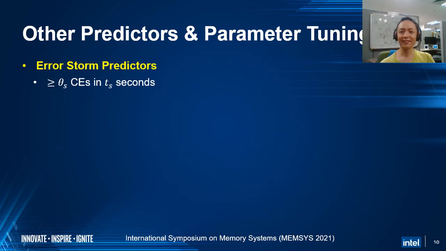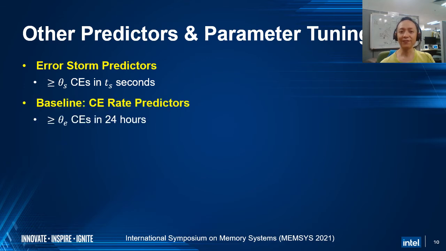We further define an error storm predictor. If we see a large number of CEs in a short time interval, the indicator is activated, and we predict that future UEs will happen. An error storm fault is likely relevant to the DRAM circuit fault triggered in certain external conditions. We also take the most commonly used baseline, the CE rate predictor, as a reference.